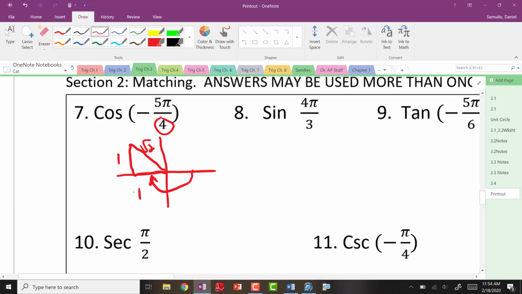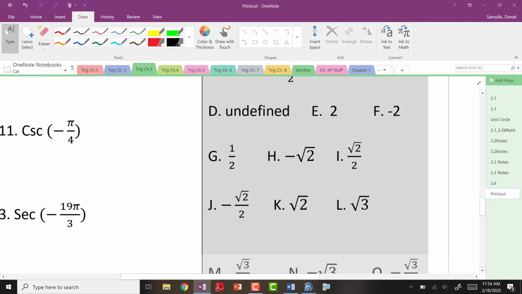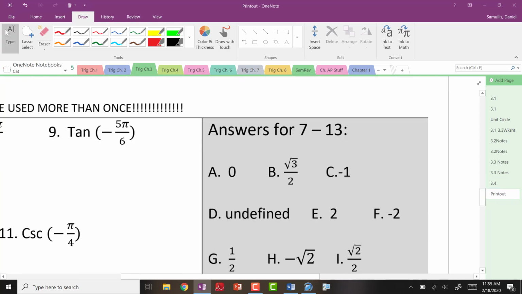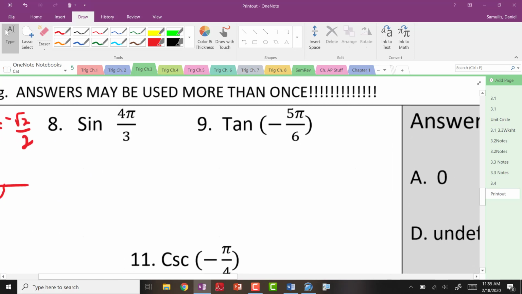All right. And this one's negative. What's cosine? Negative root 2 over 2. We slide over here and see if that's one of our selections, and we pick it. And there it is, letter J. Okay? So that's just how you do it. That's how it'll be constructed. You need to know what you're doing in order to succeed on it, and that's all I got to say about that.